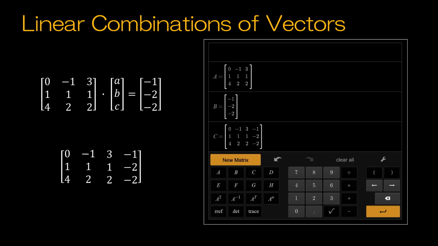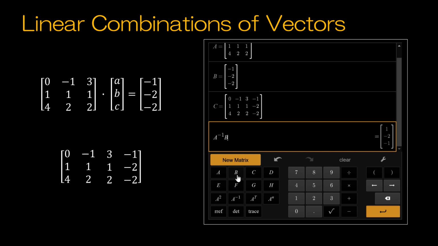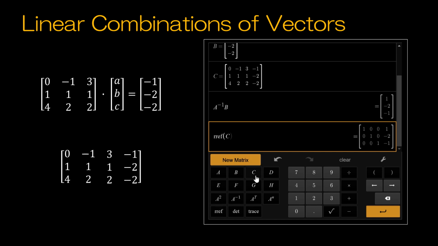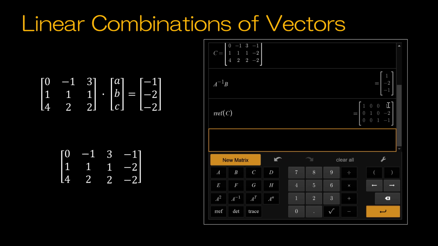Hopefully you did the math by hand. I'm going to cheat a little bit and use Desmos just for the sake of the length of the video. So one option is to take A, which is the coefficient matrix, and find the inverse and multiply it by b. And in doing so, I get 1, -2, -1. The other option is to take the augmented matrix and simply row reduce it with Gaussian or Gauss-Jordan elimination. And again, that last column, 1, -2, -1, is our solution.